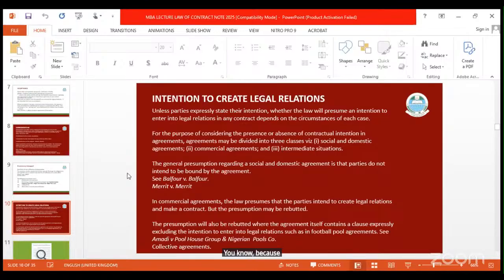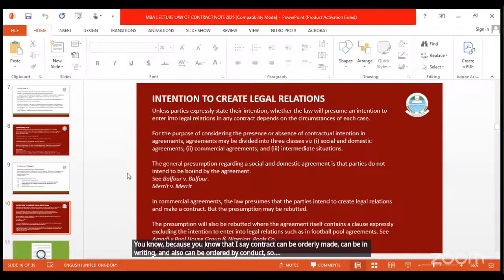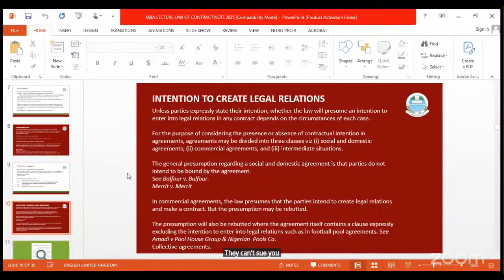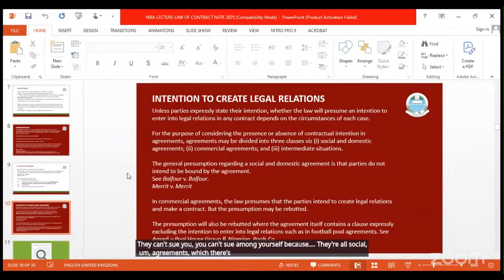Because, as I said, a contract can be made orally, can be in writing, and can also be by conduct. So even among you as students, just imagine the number of contracts that you enter into and breach. They can't sue you. You can't sue among yourselves because they are all social agreements, in which there's no intention to create a binding legal relationship.